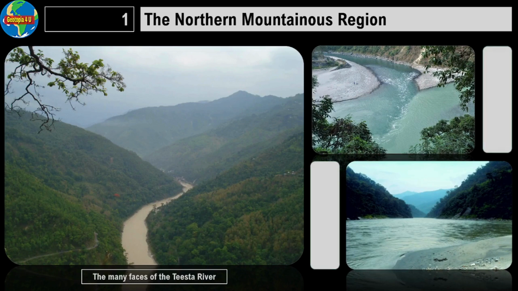These are the many faces of the Tista River, which divides the Himalayas of West Bengal into two parts, the western part and the eastern part.